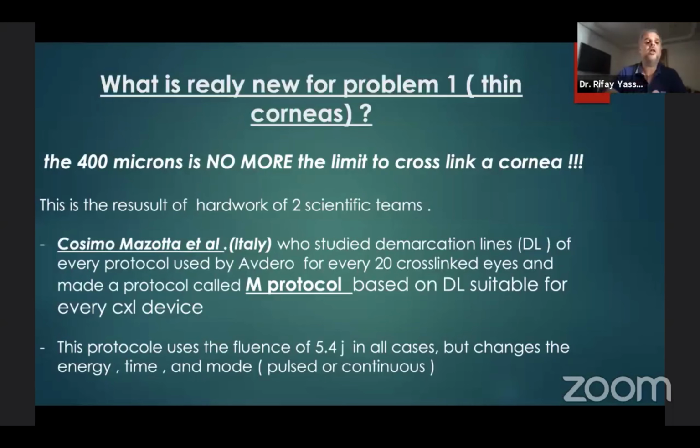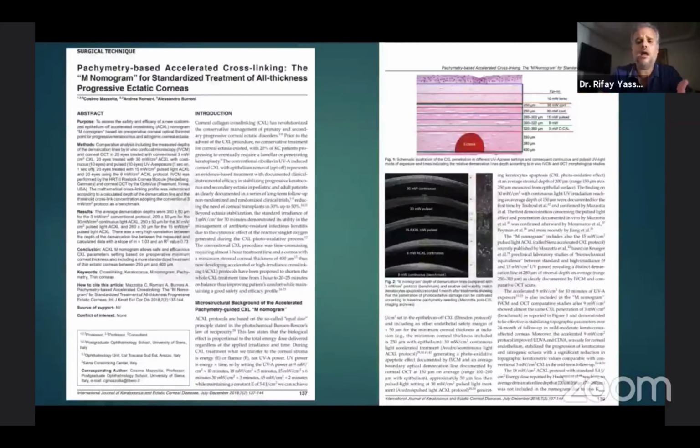demarcation lines of every protocol used by a Vedro machine, and they used it for every 20 cross-linked eyes, and they made what they called the M protocol, based on demarcation lines suitable for every CXL device. These protocols use the fluence of 5.4 joules in all cases, but change the energy, the time, and the mode, pulsed or continuous, like this. So this is the paper from Cosimo Mazzotta, and I will explain more.